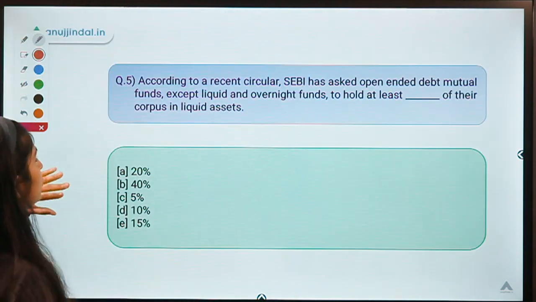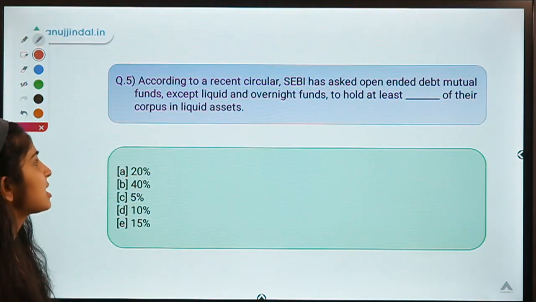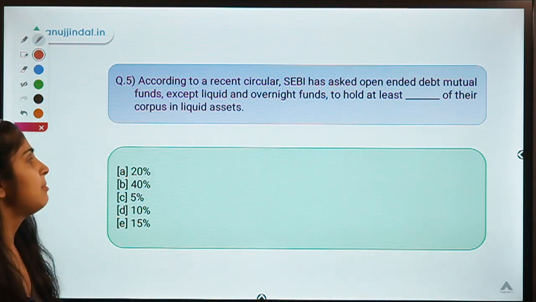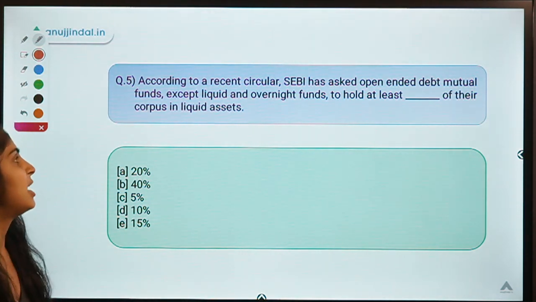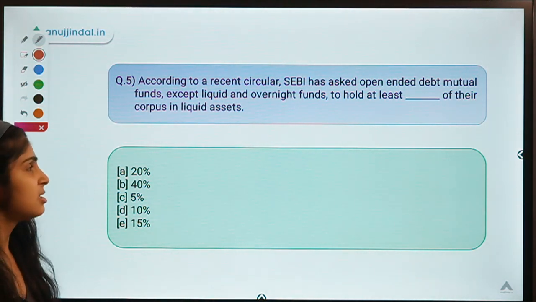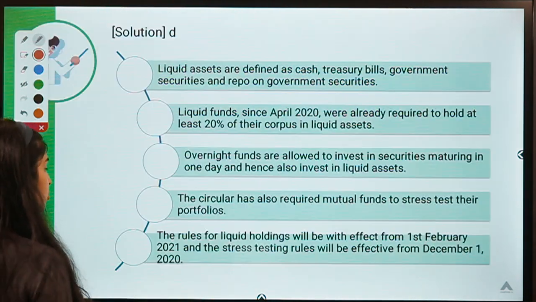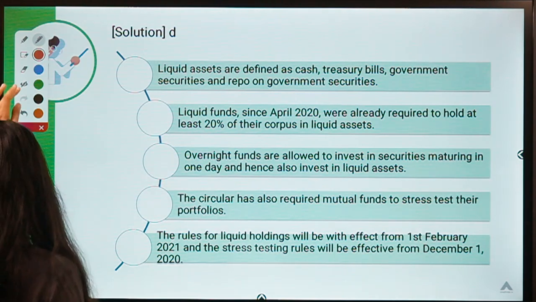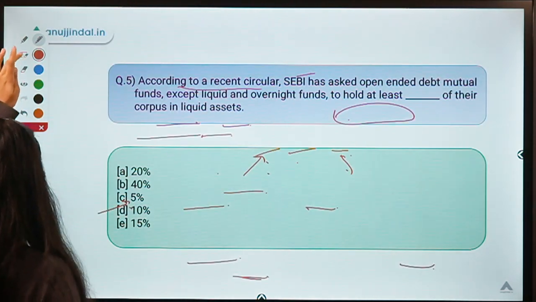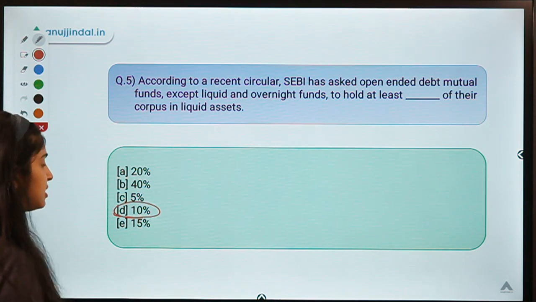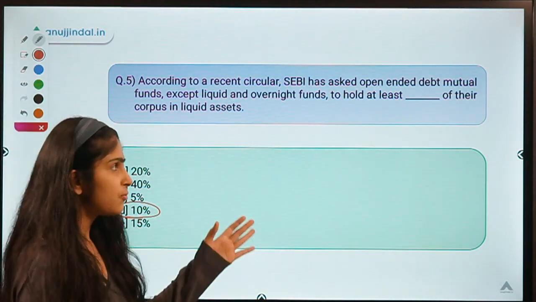Moving ahead to the last question for today. That is the last question, which says, according to a recent circular, SEBI has asked open-ended debt mutual funds except liquid and overnight funds to hold at least -% of their corpus in liquid assets. Moving ahead to the solution, and the correct option is option D. Option D means 10%.